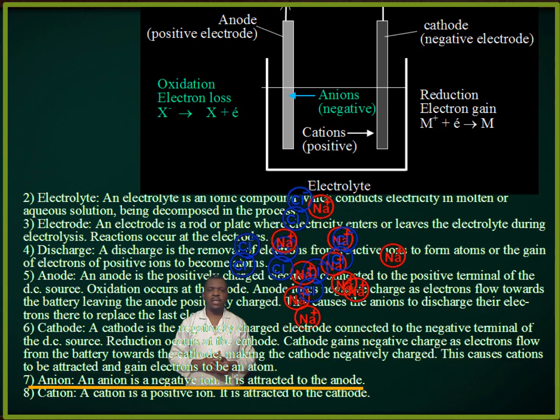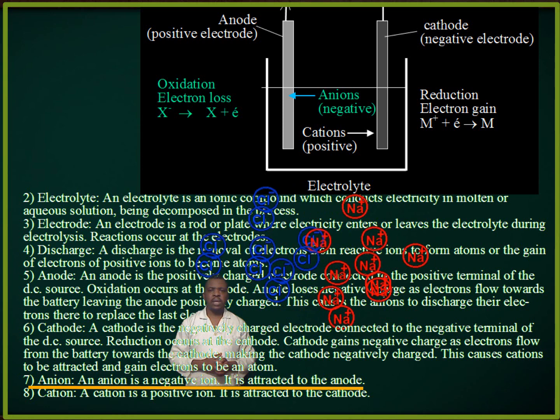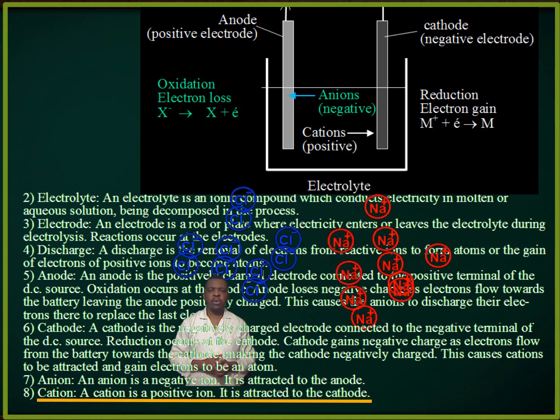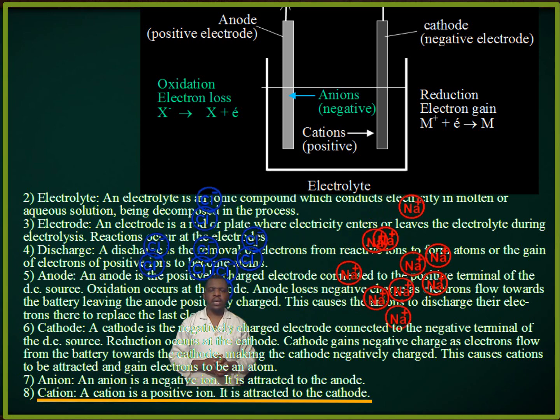An anion is a negative ion. It is attracted to the anode. A cation is a positive ion. It is attracted to the cathode.